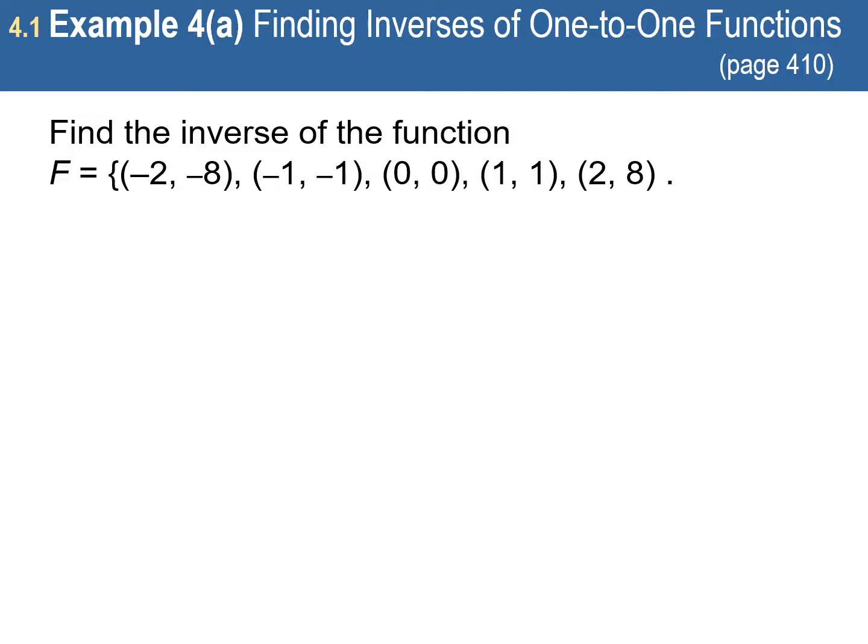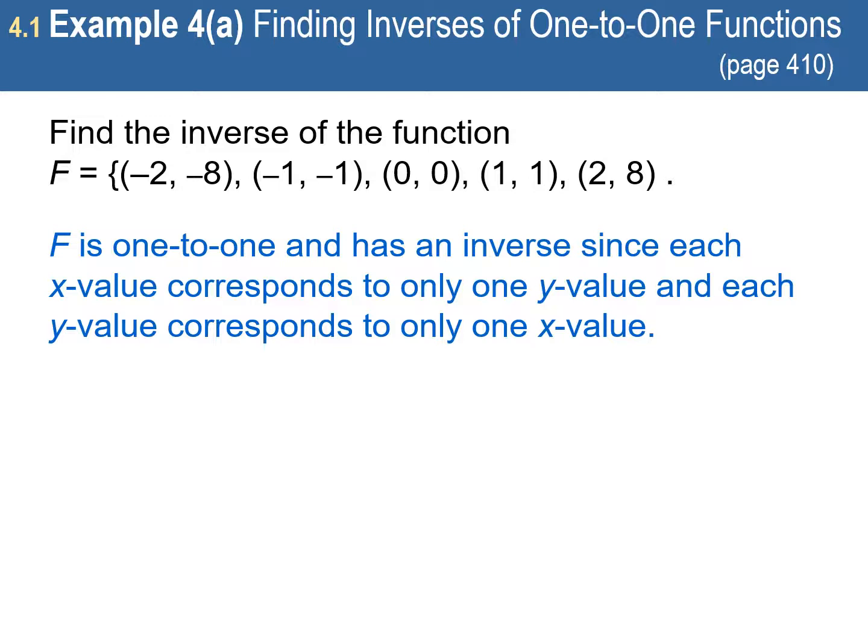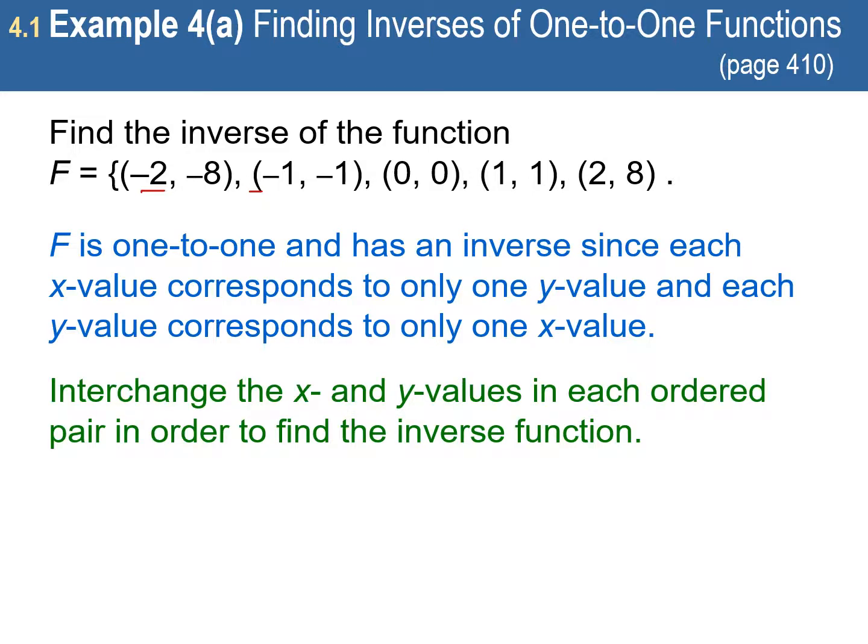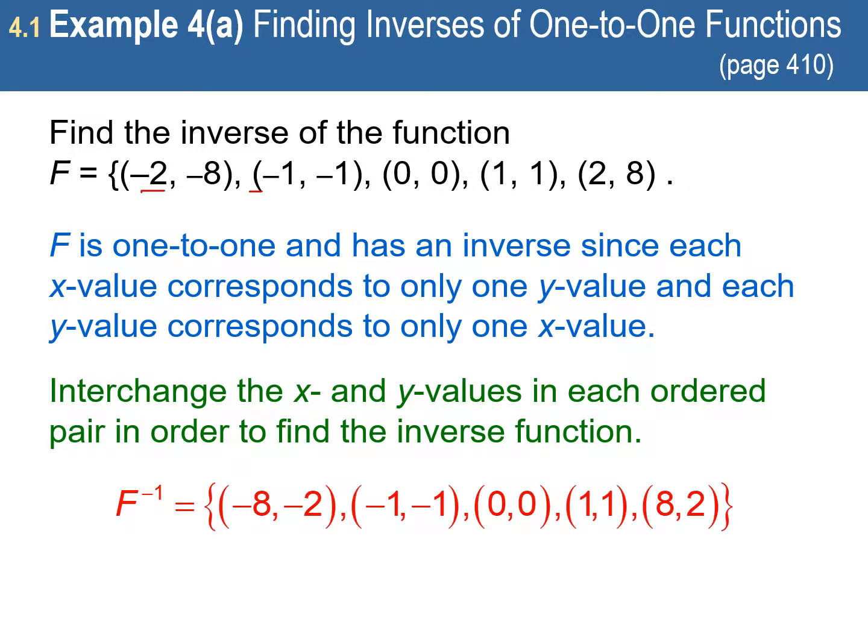Suppose I want to find the inverse of a list of points. Well, f is 1 to 1 and has an inverse since each x value has a unique y value, and each y value corresponds to only one x value. So to find the inverse, you switch the x and y values. So f inverse is going to become negative 8, 2 from the negative 2, 8; negative 1, 1; 0, 0; 1, 1; and 8, 2.